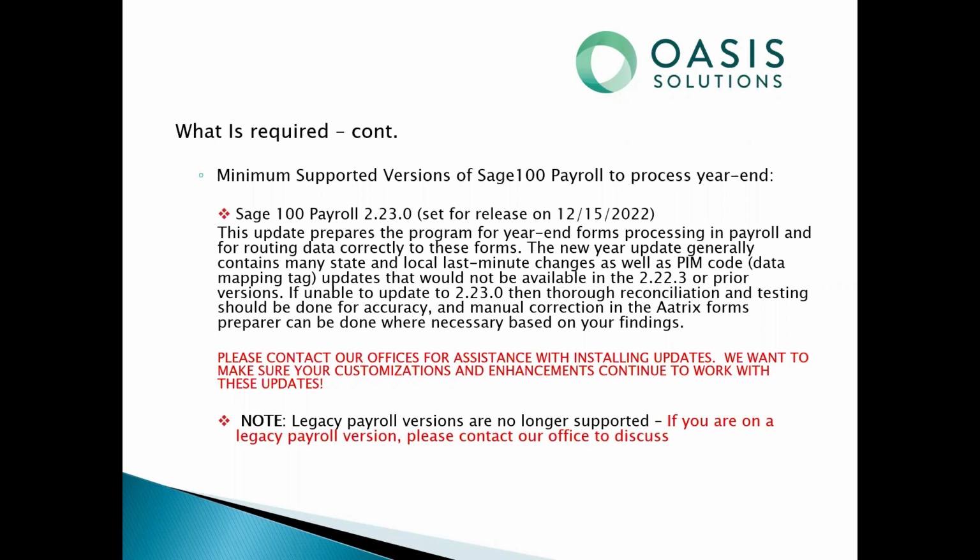If you're on Sage 100 2017 or prior, that means you are on the legacy payroll, and those versions are no longer supported. So if you're on a legacy payroll version, you should contact our offices so that we can discuss how we can assist you with your reporting.